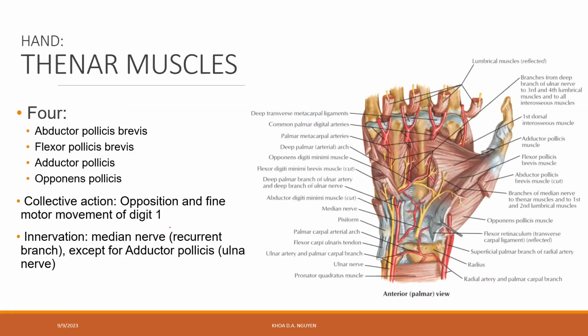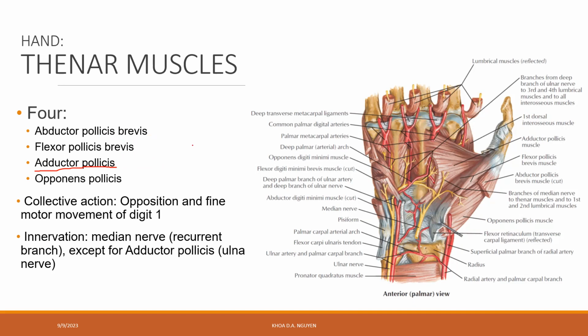Okay, so now let's talk about the thenar muscles. Those are the muscles that control the thumb. Those thenar muscles are 4. There are 4 of them. 3 are actually located right at the thenar eminence, or the thenar compartment. But one of them, the adductor pollicis, is actually located in the adductor compartment of the palmar surface. And the 4 intrinsic thenar muscles are as follows.